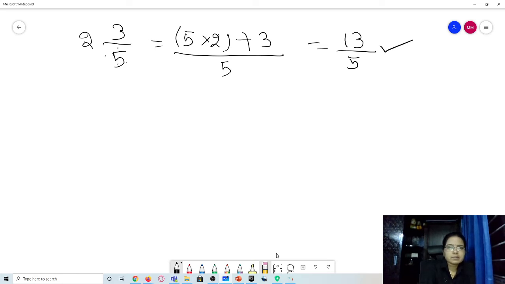13 divided by 5 is an improper fraction. Converting this mixed fraction 2, 3 divided by 5 into an improper fraction, we get 13 divided by 5. So 13 divided by 5 is the improper fraction of the mixed fraction 2, 3 divided by 5.